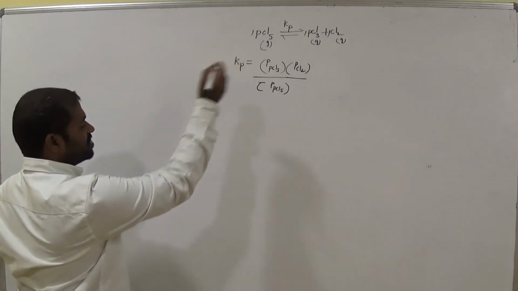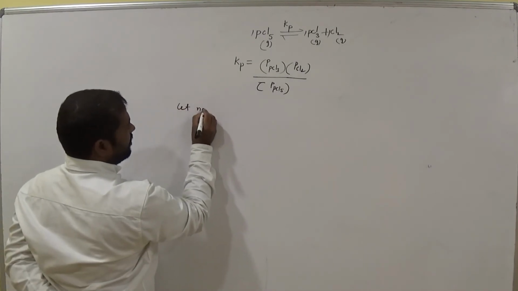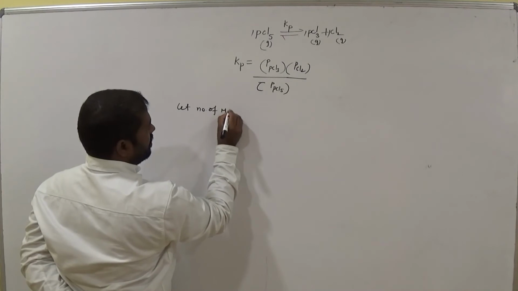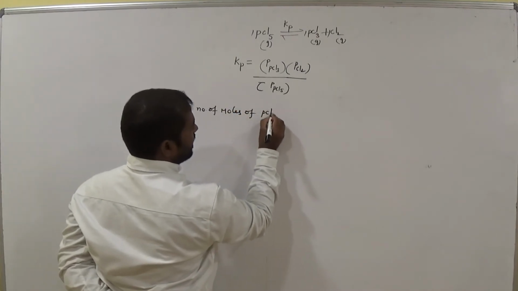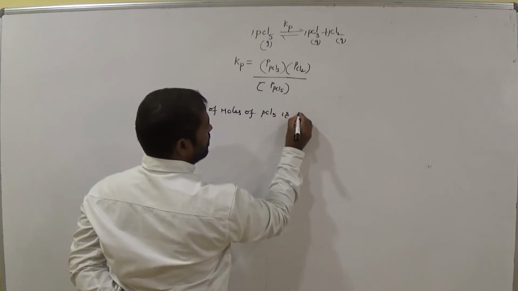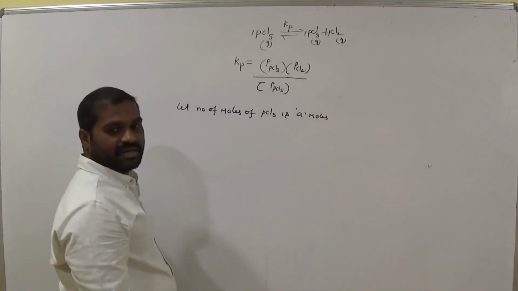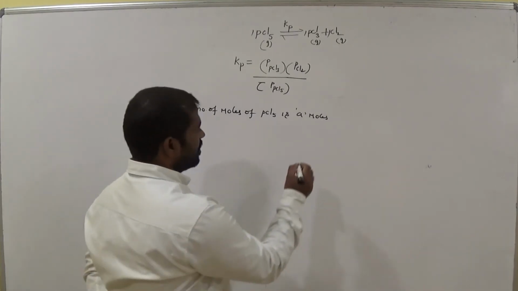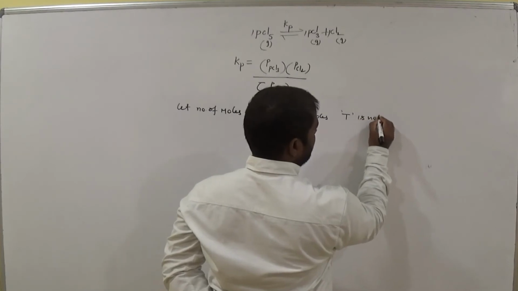So now my question is, let the number of moles of PCl5 be A moles. How many moles do we have? A moles. And the temperature T is not given.